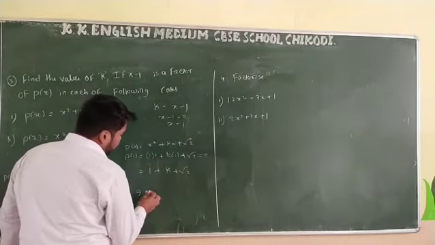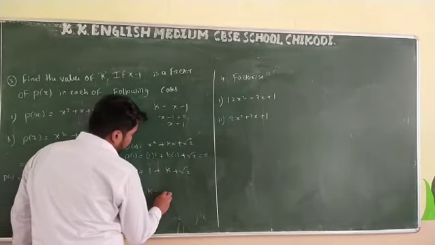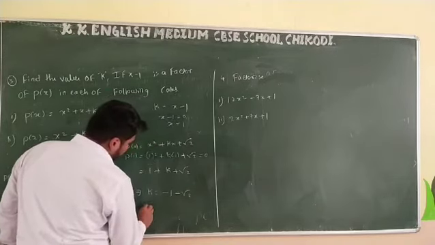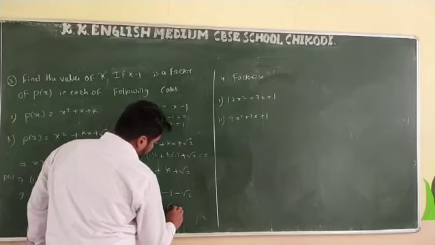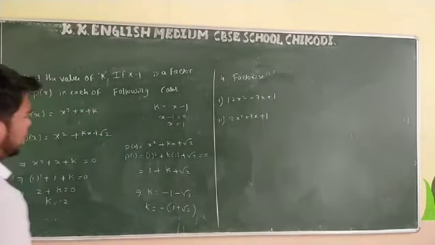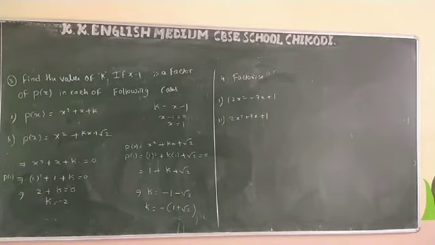So see here, k equals minus 1 minus root 2. So k equals minus of 1 plus root 2. Okay, so 1 square is 1, k into 1 is k, so k equals 1 minus of 1 plus root 2.